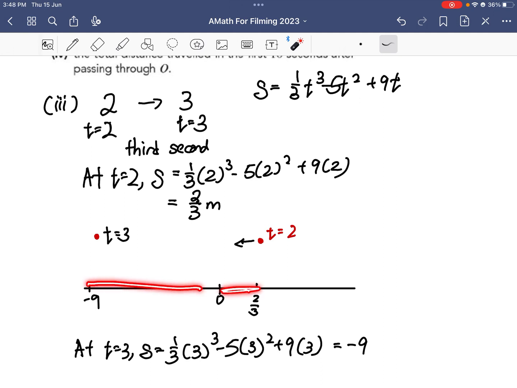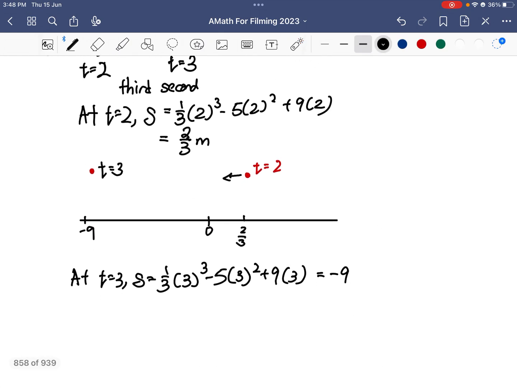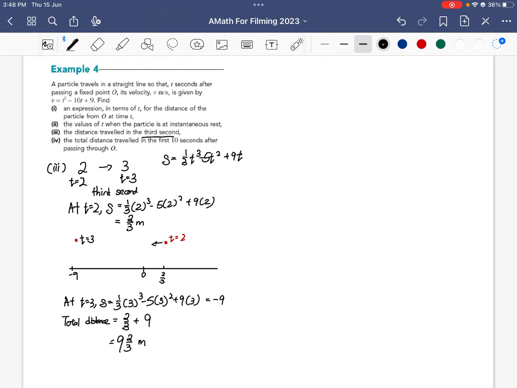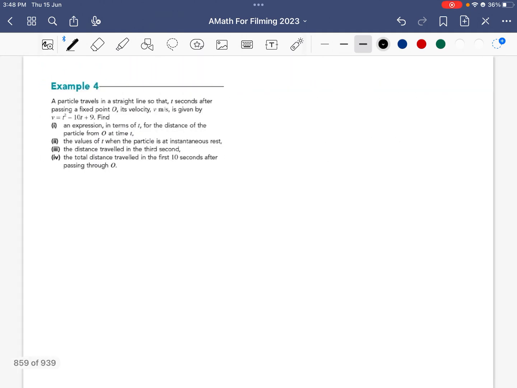So the total distance it traveled is this 2/3 plus this 9 meters. If I can write this down, the total distance is equals to 2/3 plus 9. So the total distance traveled is 9 and 2/3 meters.